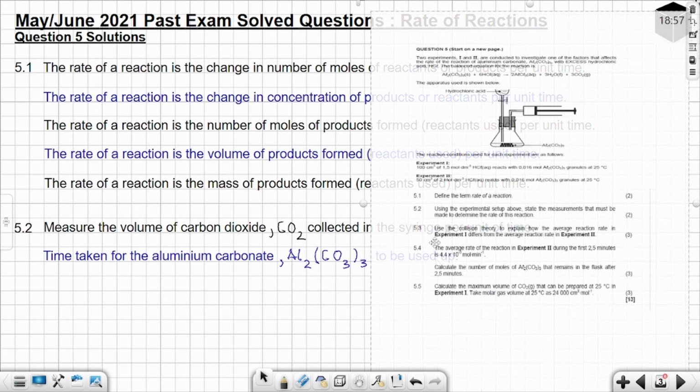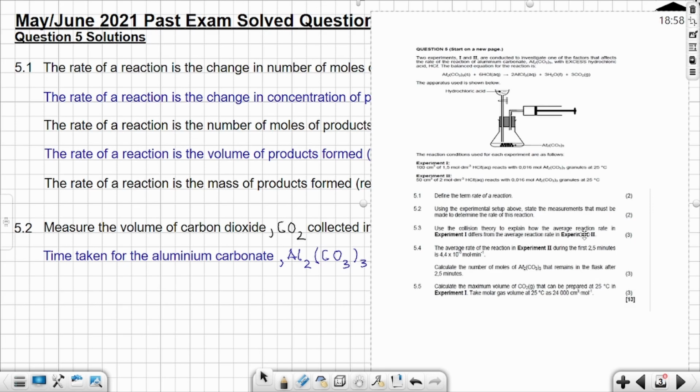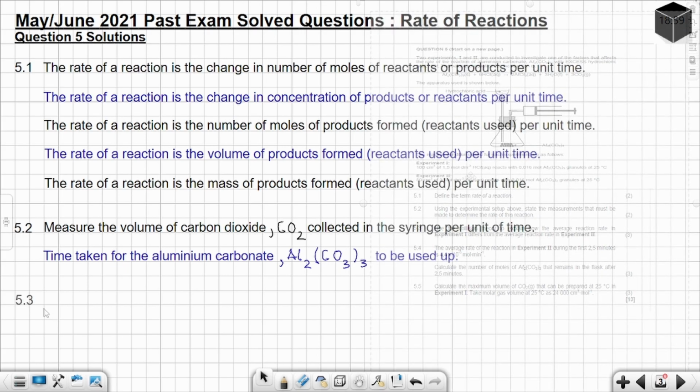Now 5.3: use the collision theory to explain how the average reaction rate in experiment 1 differs from the average reaction rate in experiment 2. When you look at the given information, you can see only the volume and the concentration differ. So for 5.3, this is what I have.